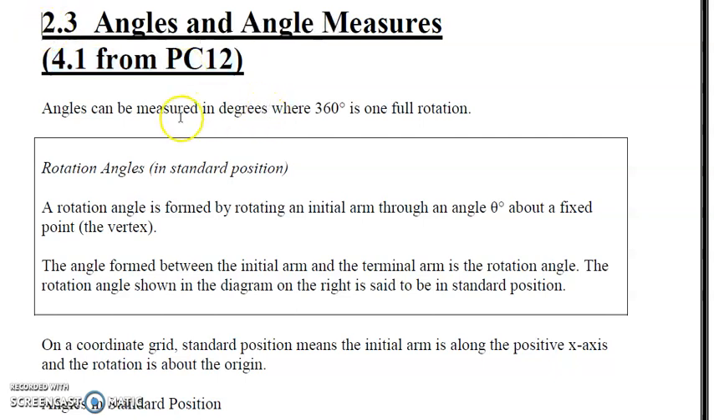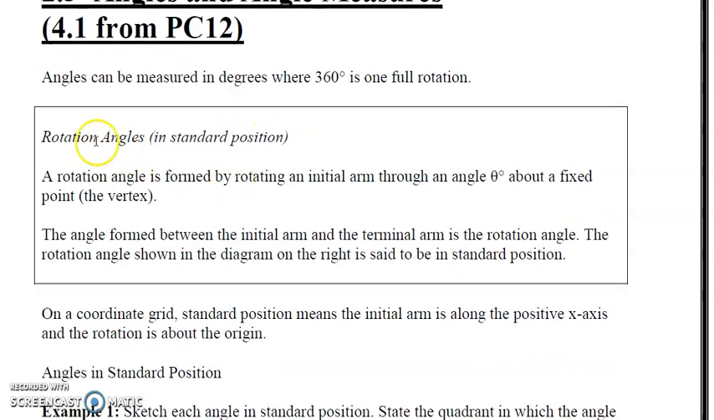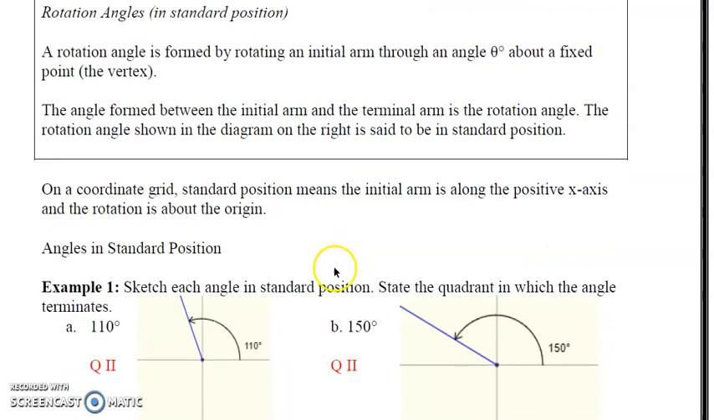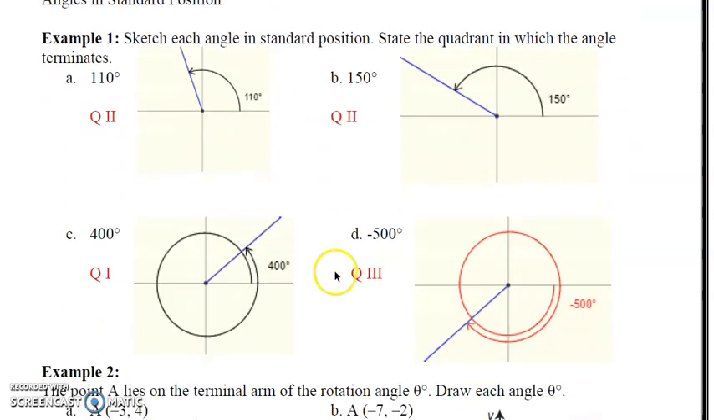Okay. So angles can be measured in degrees, where 360 degrees is one full rotation, as we talked about in one of our previous lessons. Rotation angles in standard position. Remember that the initial arm goes through the fixed point on the vertex. It's the positive x-axis for the initial arm. The angle formed between the initial arm and the terminal arm is called the rotation angle. And again, remember, it is said to be in standard position when the initial arm is on the positive x-axis, when we're talking about a coordinate system. So again, this is a little refresh from a previous lesson.